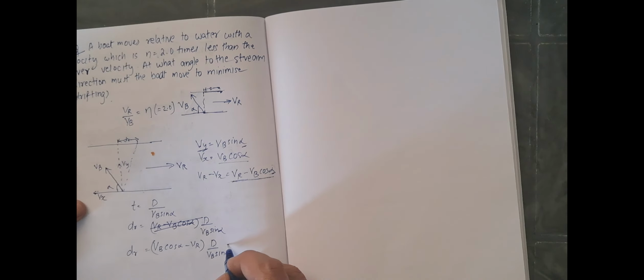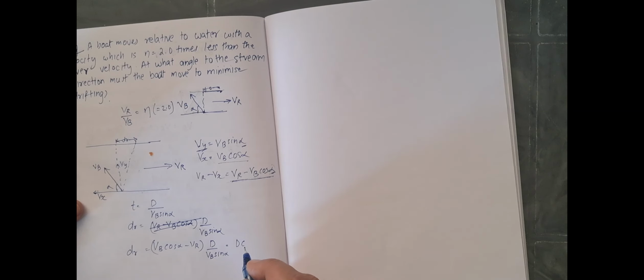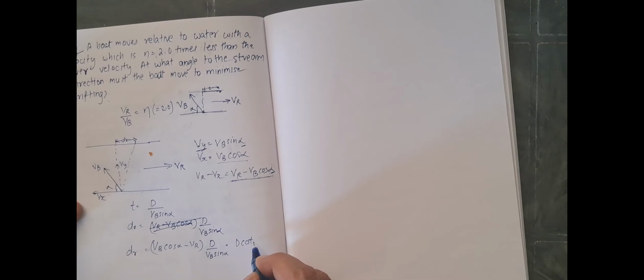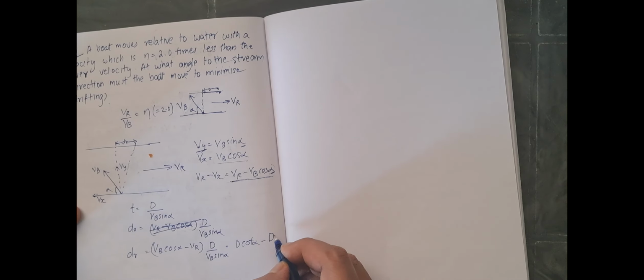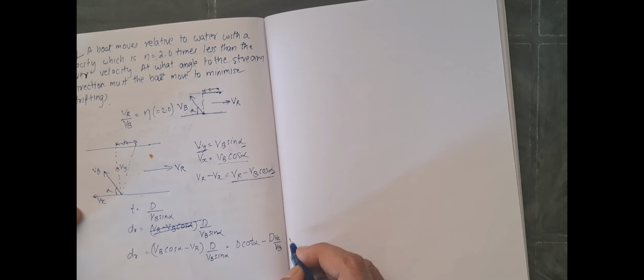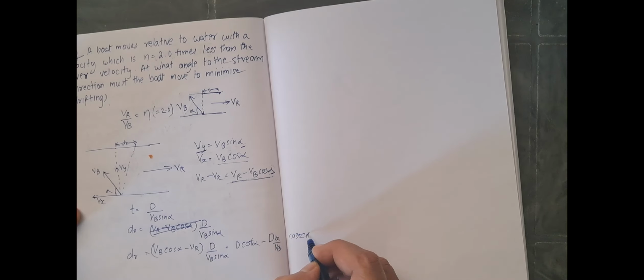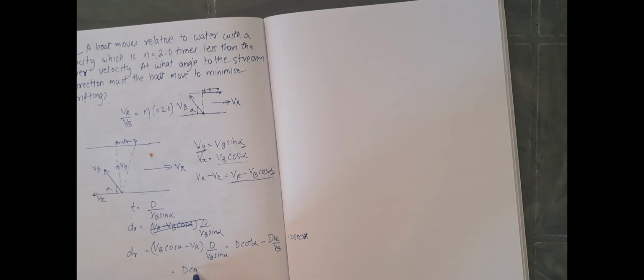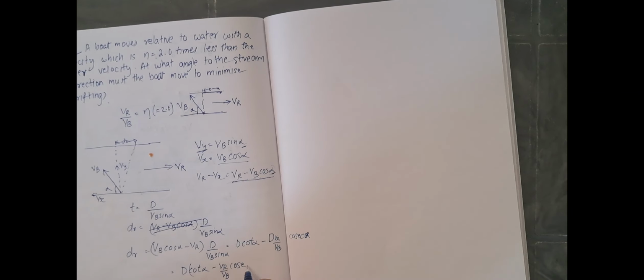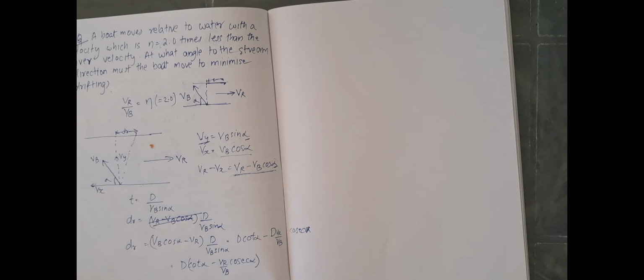This is equal to d cot alpha minus d Vr by Vb cosec alpha. This will be the value of the drift.